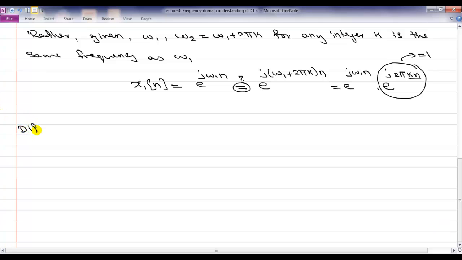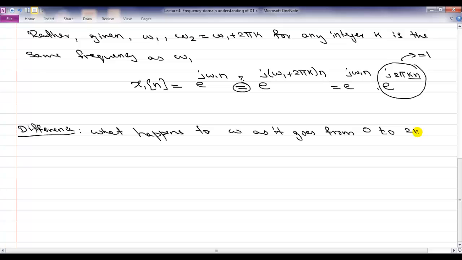The second difference is in terms of what happens to the frequencies as they go from lower to higher. So what happens to little omega as it goes from 0 to, let's say, 2 pi. As I said earlier, in continuous time, you keep on increasing the value of frequency and your signal starts changing faster and faster. Okay.